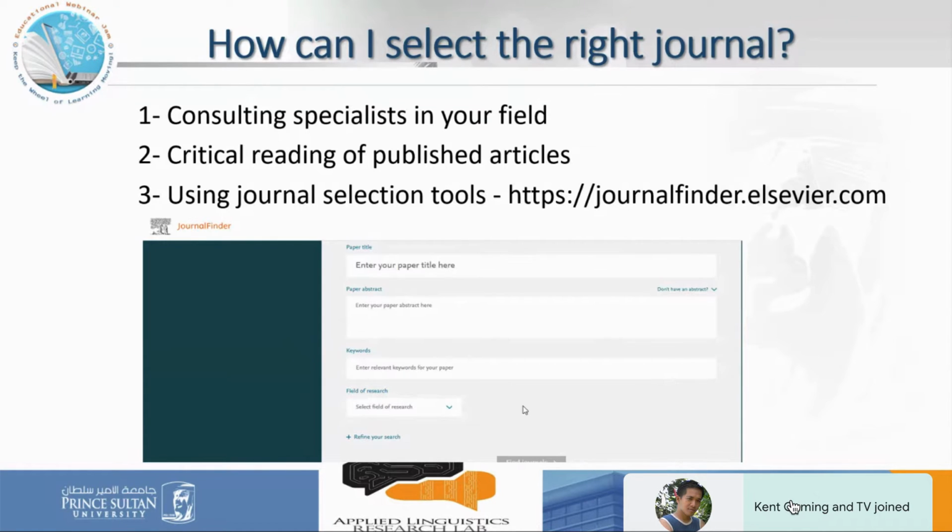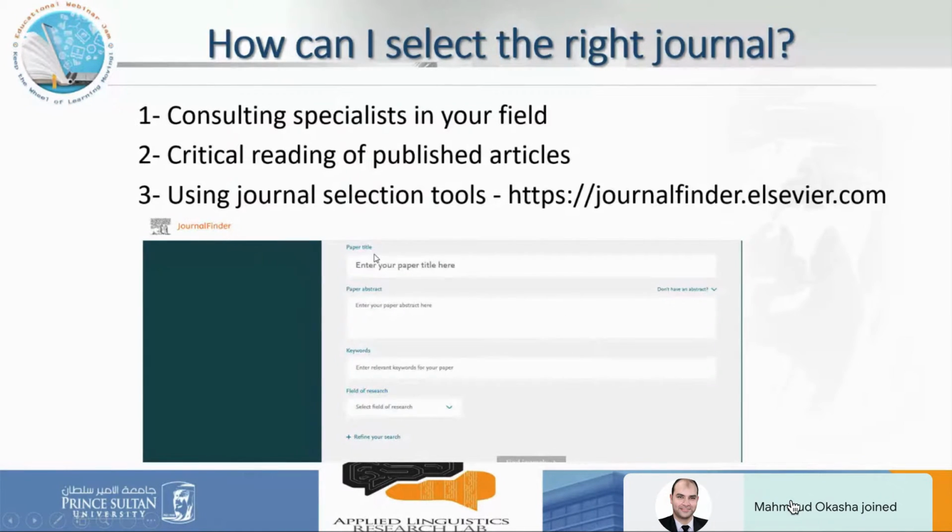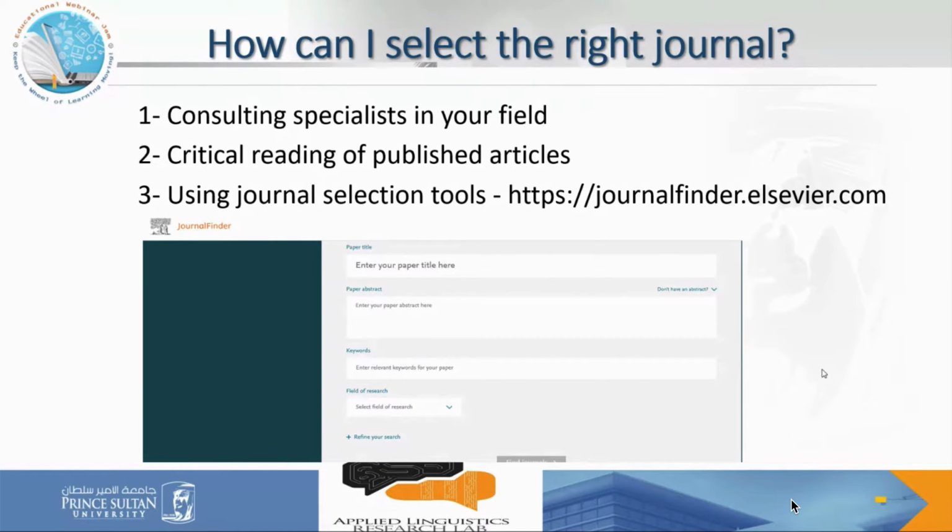Some good publishers also have journal selection tools, like this one, for example, by Elsevier. You have journalfinder.elsevier.com. And if you use such a tool, then you can just write the paper title, the paper abstract, the keywords, the field of your research, and then click. And then the tool will come back to you with a number of journals, of course, under this publisher, and tell you these journals may suit your article. And of course, you have to do the extra job of visiting the websites of these different journals to make sure which one fits your article best. But this also could be a technique that we can use.